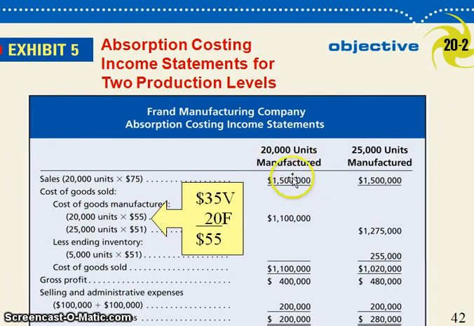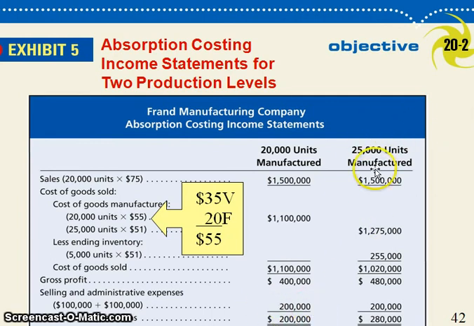Here's our Proposal 1 and here's our Proposal 2. This one we're going to make and sell 20,000 units. Okay, so if we make and sell 20,000 units, it's $35 in variable cost, $20 in fixed costs. Here we have our sales minus our cost of goods sold, gives us $1.1 million. We have gross profit of $400,000 and our selling and administrative is $200,000. Our income from operations is $200,000.